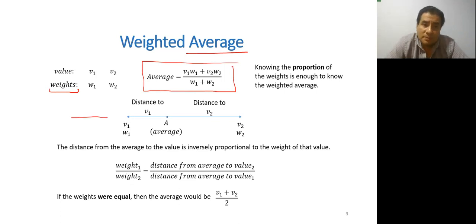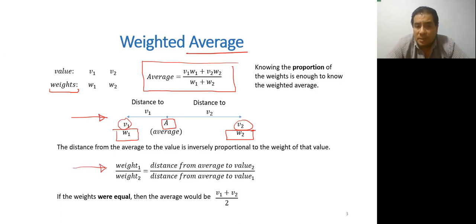So, for example, in this graph, you can see the 2 values to be combined, giving an average A, but each of them has a corresponding weight, W1 and W2. We can reason in this way: the greater the weight of a certain value is, the closer the value is to the weighted average. And the lower the weight, the greater the distance between value and average. So there's an inversely proportional relationship between the distances of the values from the average and the weights of each value.